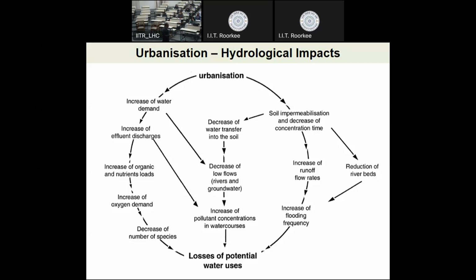Surface, and that will impact all the processes which are happening in the soil. Then runoff flow rates increase, flooding frequencies increase. This part will be later. So these are some of the impacts of urbanization on hydrologic cycle.